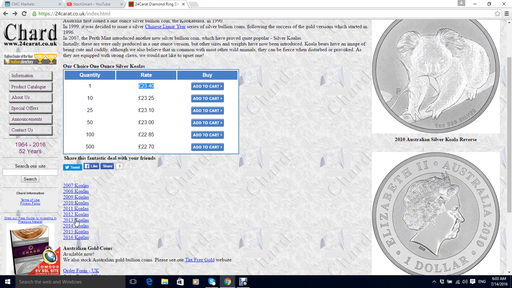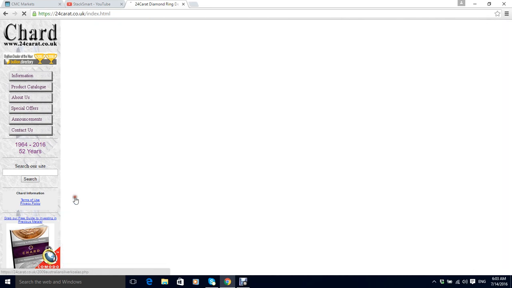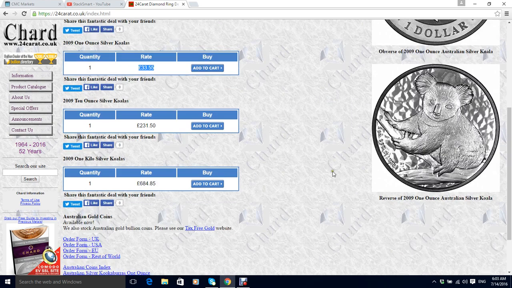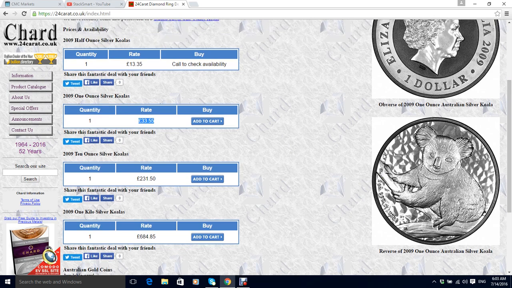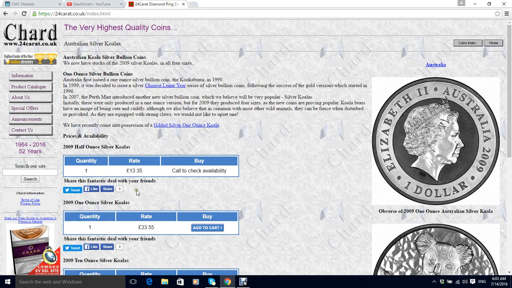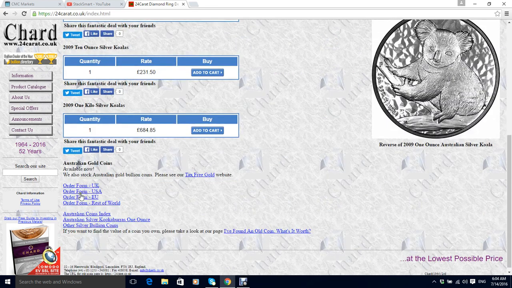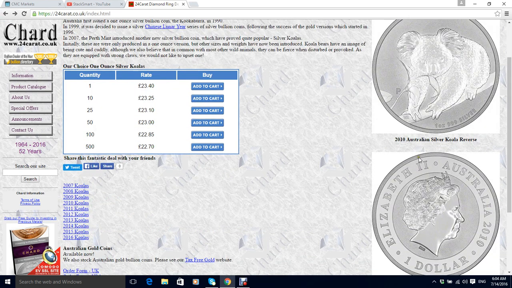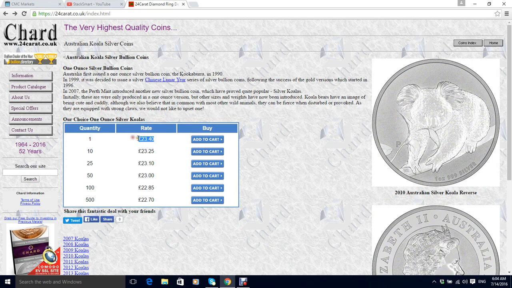They also have the 2009 koalas. You can see the difference in price, £33.55. I was in Chard the other day, they said they've got 100 plus of these to get rid of at £33. But it's not a bad price, is it, for an extra year on the top of the 2010 one. So that is my top tip, which is the 2010 koalas for £23.40.